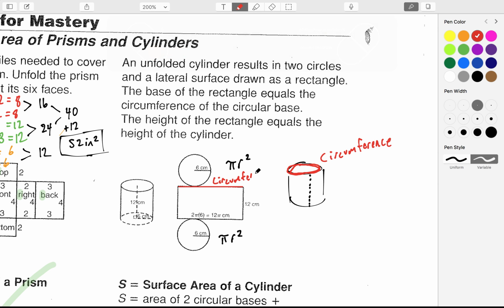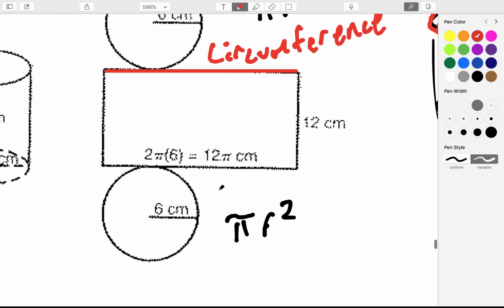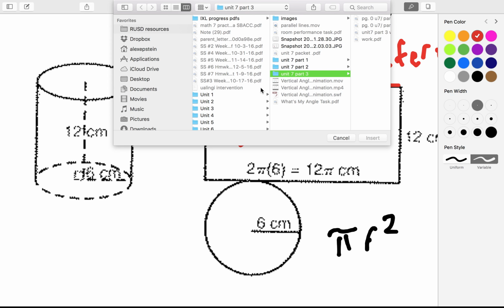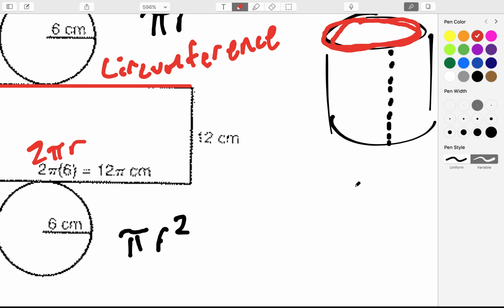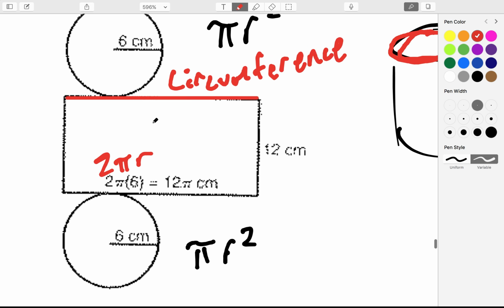Where'd that B come from? Okay, that's your circumference. So now it should start making sense why they put this weird 2 pi 6. This is actually 2 pi r. So your radius was 6, and that's where that came from. So that's why you get 12 pi here, but your height is still the same. Your height was 12, which is why you're multiplying by 12 there.